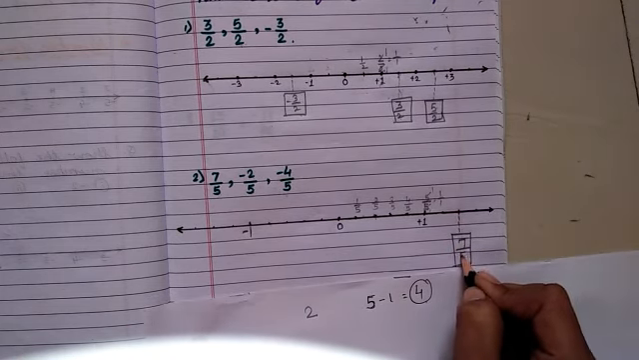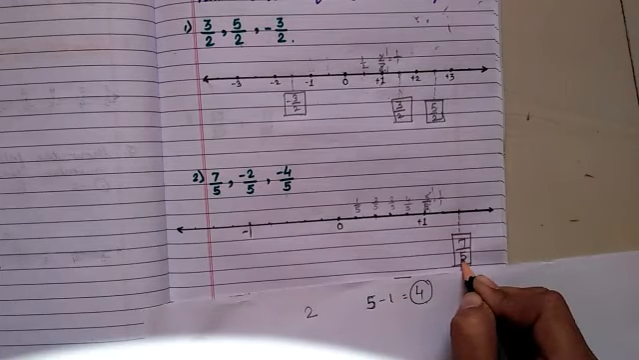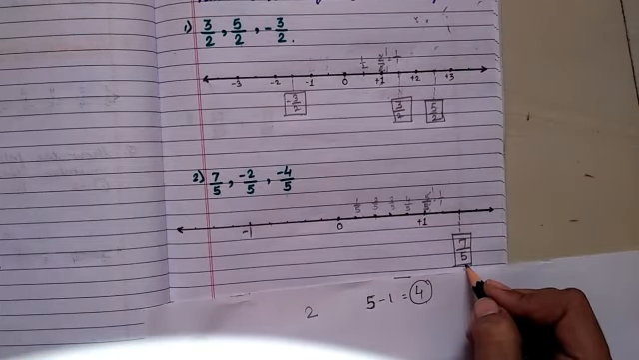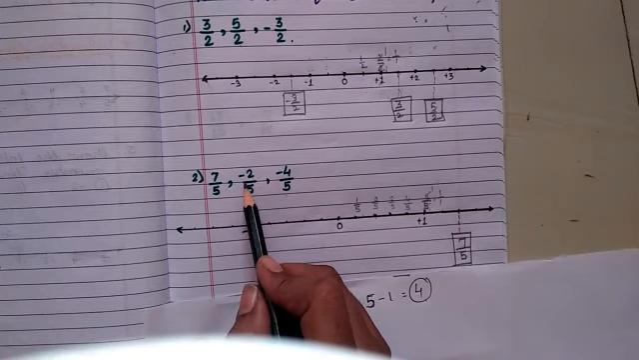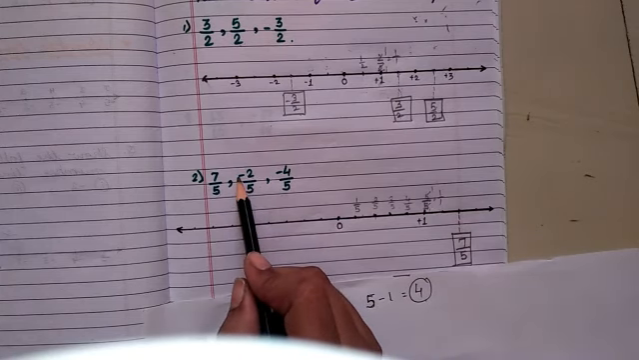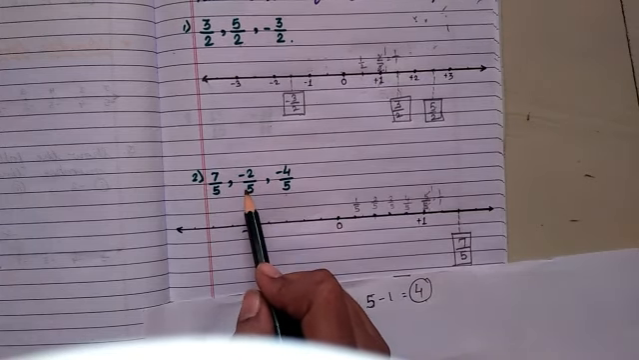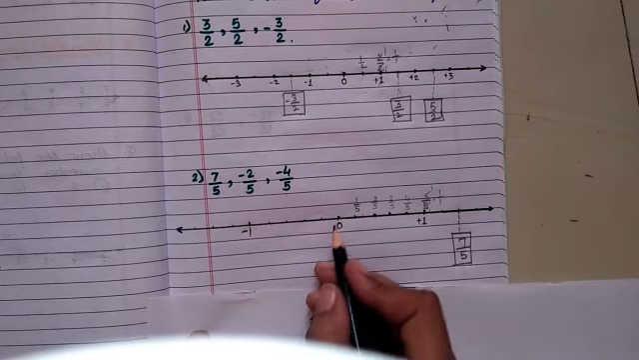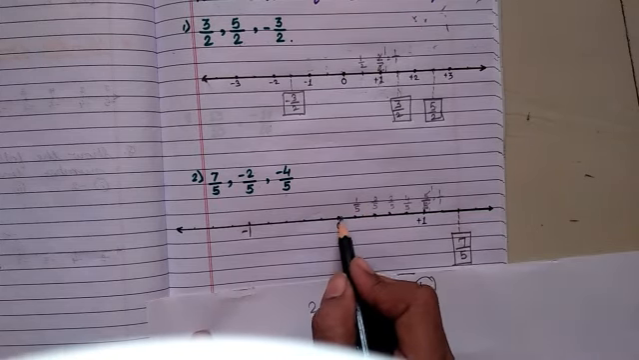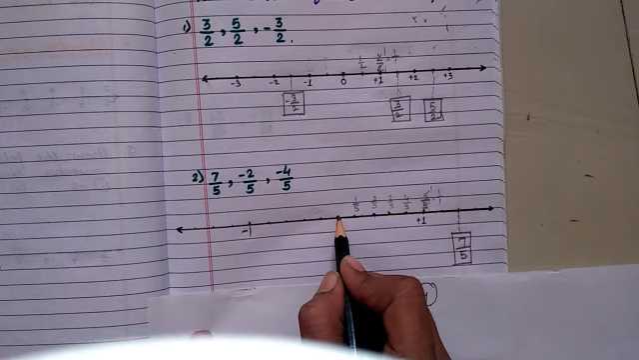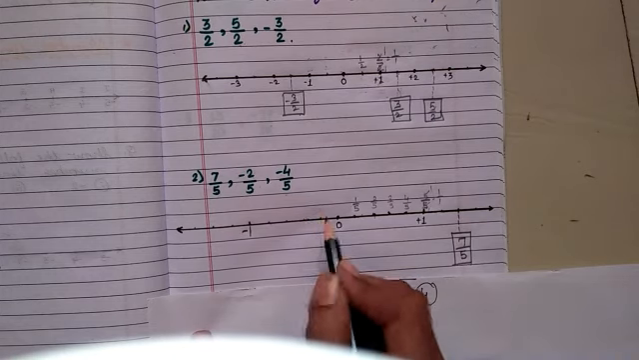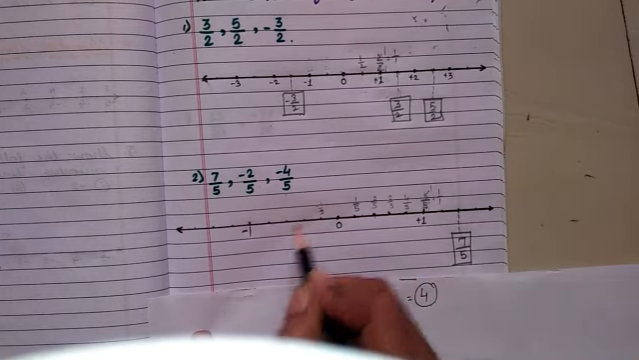This is our main answer, so we are putting the box over it. This one will be the 7 upon 5. Our second point is negative 2 upon 5. A negative number means the left side of the 0, so we have to show it over there, on the left side of the 0. This one will be the negative 1 upon 5.